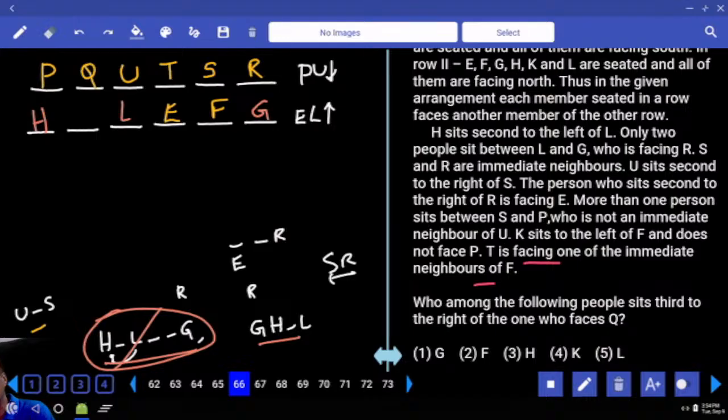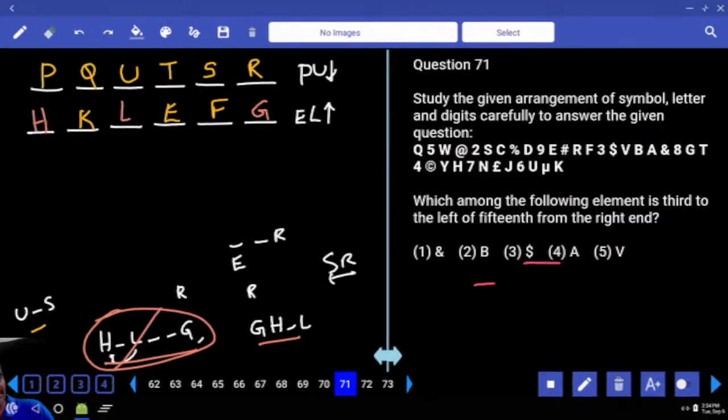Now E, F, G, H, I. Then who is that one? K. K must be here. Clear? H, K, L, E, F, G. And next one, P, Q, U, T, S, R. Done? Now this is from question number 66 to 70. Then 71 onwards.